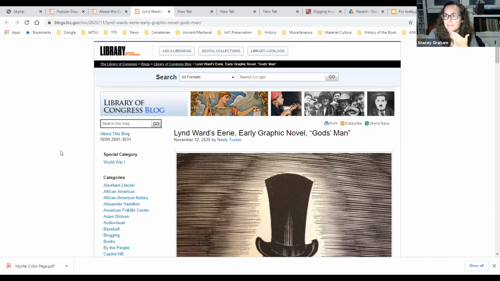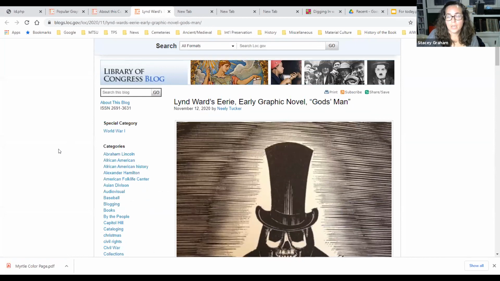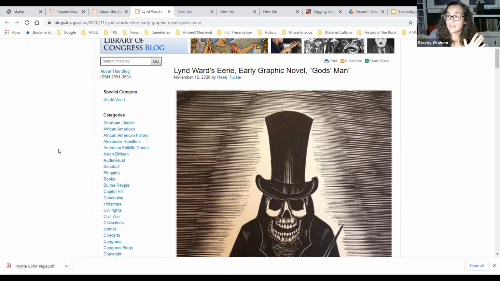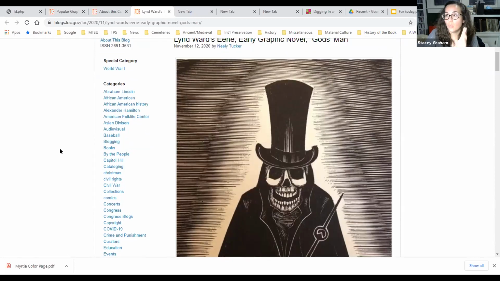But so here is a blog. Now, the book itself is not available to be viewed in its entirety through the Library of Congress. They have it, but it's not totally been digitized. But if you look at this blog article, it has like 2 or 3 of the very striking images from this book, and it tells you about him too. It's called God's Man, and it was written in 1927. And when I say written, I don't really mean written. It came out in 1927. There are no words. This is a purely graphic novel because it tells a story in woodcuts.